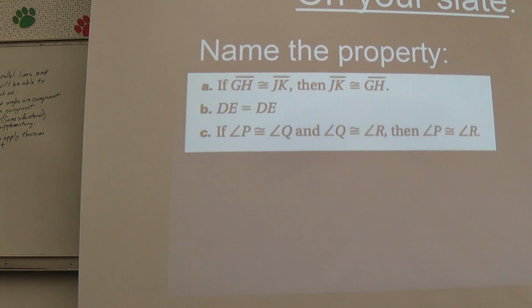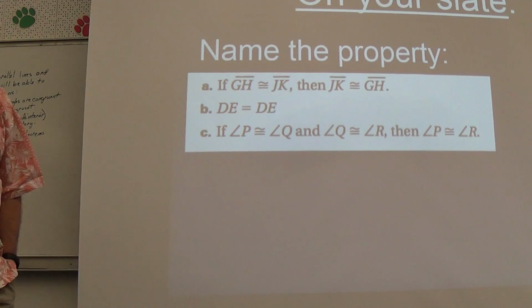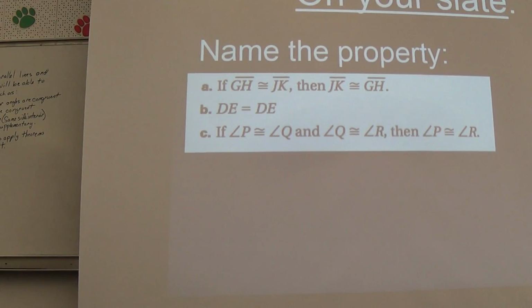All right, so let's look at this just a minute. We're going to see if we can name these 3 properties. So on your paper, real quick, just off to the side of each one of those, see if you can name what property they're referring to. So remember, it's the 3 properties. We're talking about the transitive property, the reflexive property, and the symmetric property.